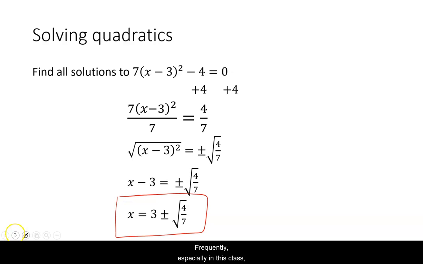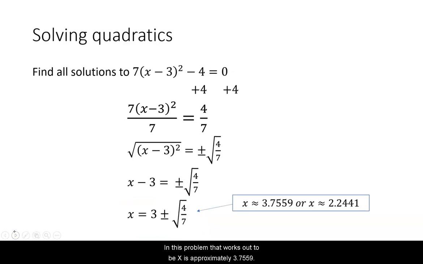Frequently, especially in this class, we want an approximate answer. You can find the approximate answer by plugging into your calculator 3 plus square root sign 4 divided by 7. And then do the same thing except with minus. In this problem, that works out to be x is approximately 3.7559 or 2.2441.